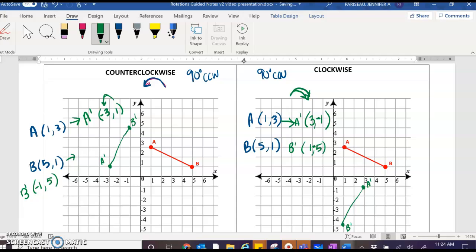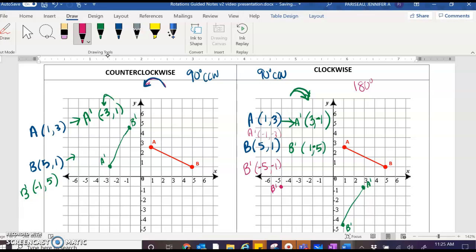180, they don't switch, and all I would have to do is just apply the rule and say, you know what, they don't switch, but they both become the opposite. So let's do that in pink. Okay, so 180 is going to be, so this is B, we'll do another B prime here. They're the same numbers, but both of them become the opposite. So -5, -1 is B prime, and A prime for a 180 is -1, -3.